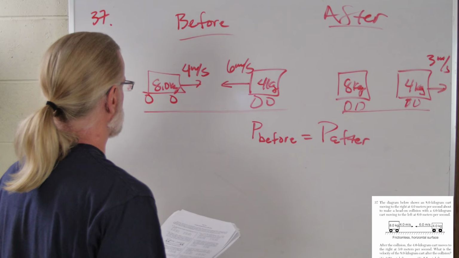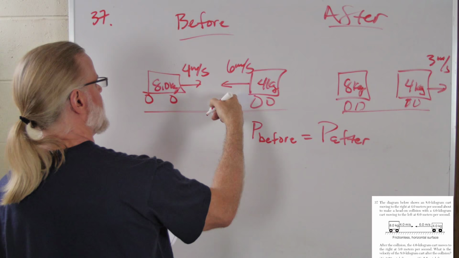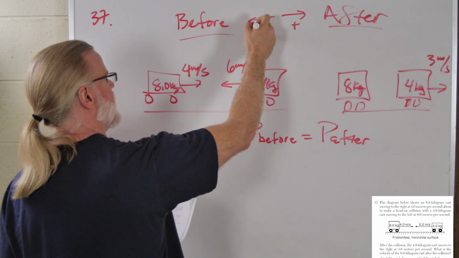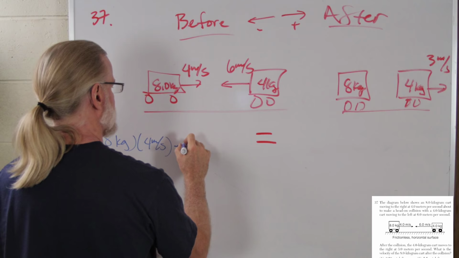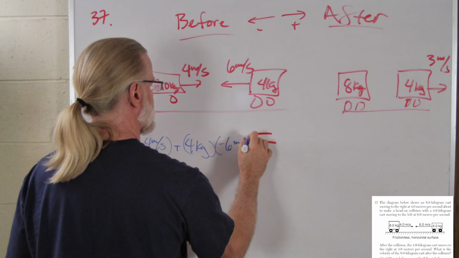All right, so momentum before is the momentum of this thing plus the momentum of that thing. Keep in mind, we're going to say the right is positive and the left is negative. 8 kilograms times 4 meters per second, and that's positive because it's that way, plus 4 kilograms times negative 6 meters per second. And that's where you might run into some problems, ignoring direction.